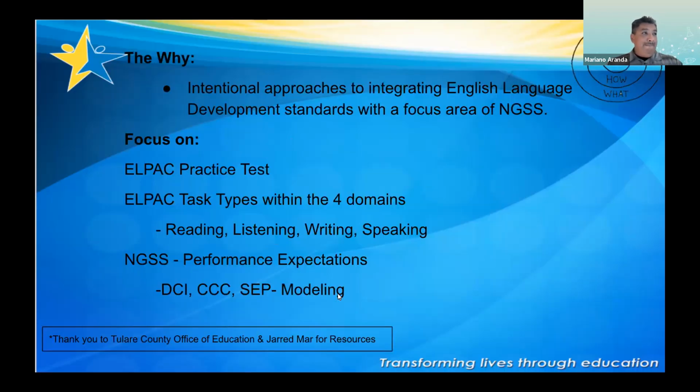And the why? Yes, so again, same thing with the intentional approaches. There is a great resource from Tulare County that we did borrow some of the things from. They have it posted on CDE's website, and there are lots of resources and links there for you. So we took that and then saw where we could come together, Mariano and I, and talk about how we can incorporate what we know, our background, and how we can serve our districts in our county here.